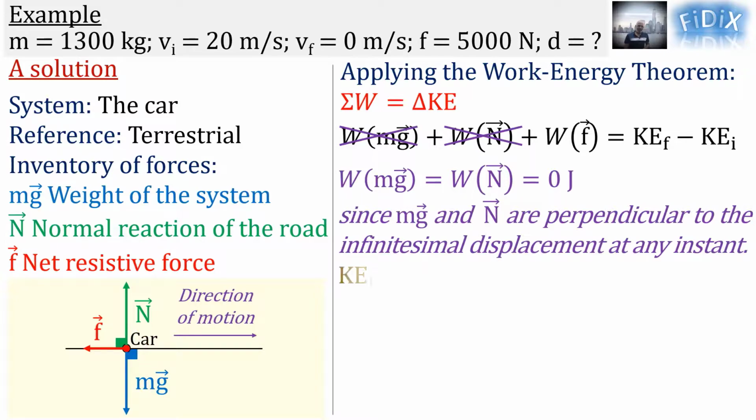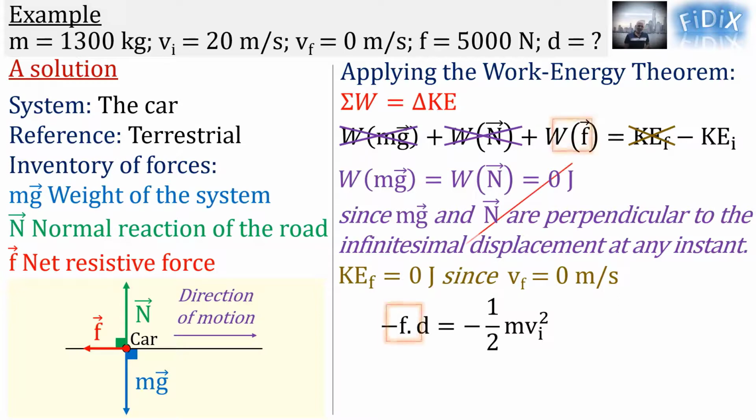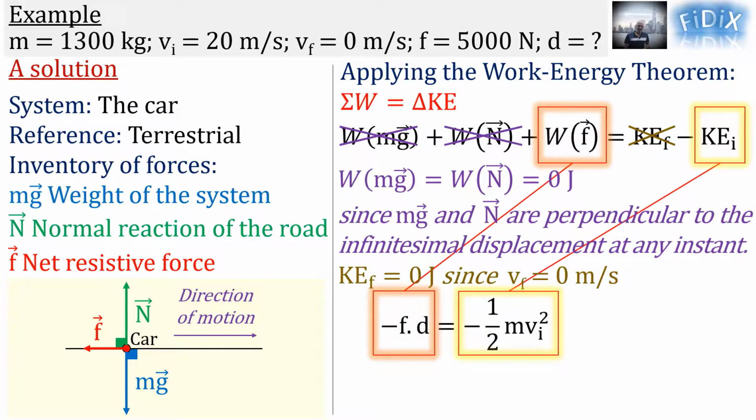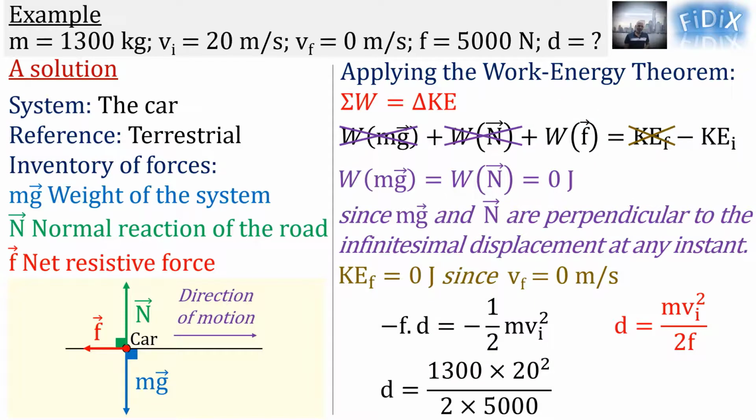In addition to this, final kinetic energy equals zero because the car eventually comes to a complete stop. We get minus Fd equals minus half m vi squared, which gives d equals m vi squared over 2F. We plug in the values in the last equation and get d equals 52 meters. And this is all for this video.